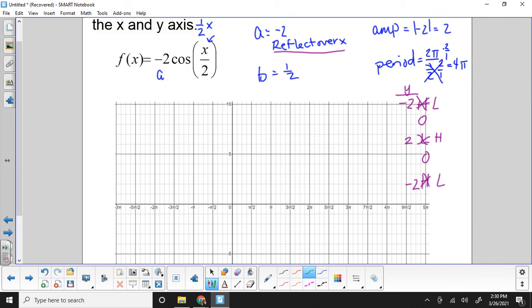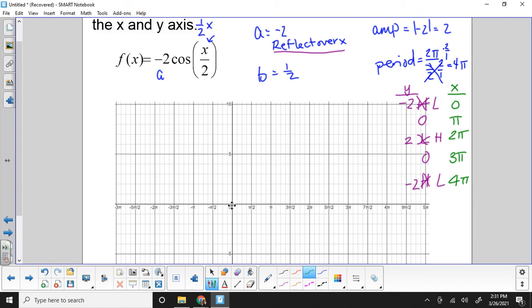I also know that my period of my graph is 4 pi, which means I'm going to start on my x-axis at 0 and end at 4 pi. Figuring out the in-between parts isn't so hard. Half of 4 pi is 2 pi, and half of 2 pi is pi. Now I can start to see my pattern. 0, pi, 2 pi, this must be 3 pi. Now that I've got my x and y's set up, I can go to my graph.